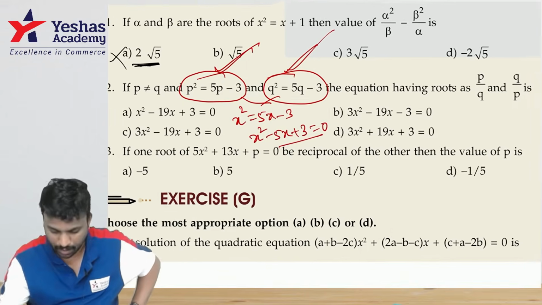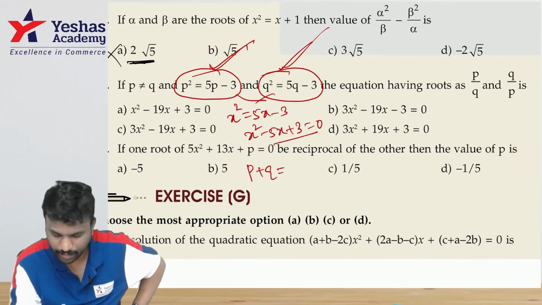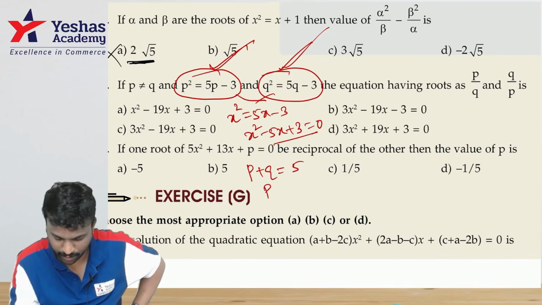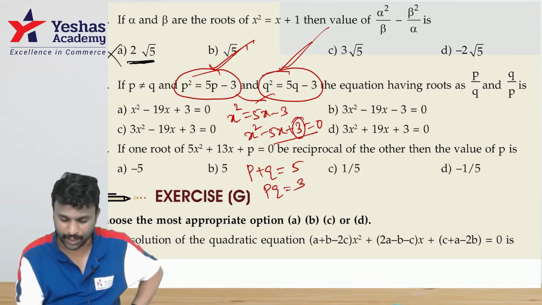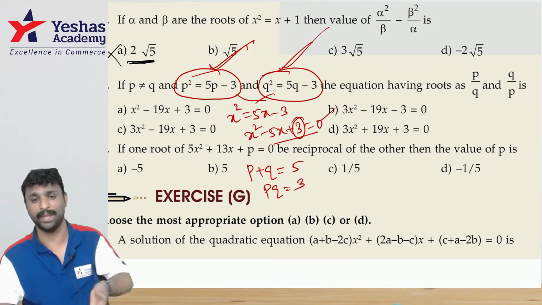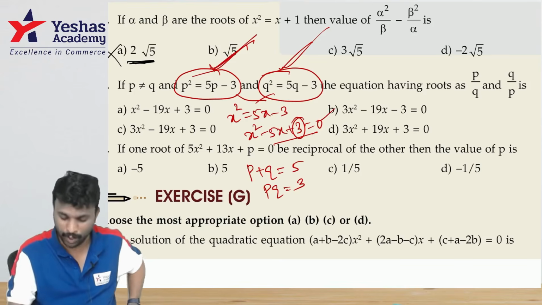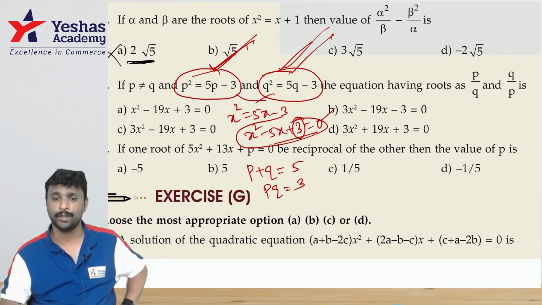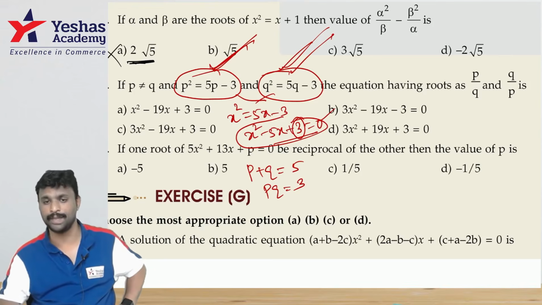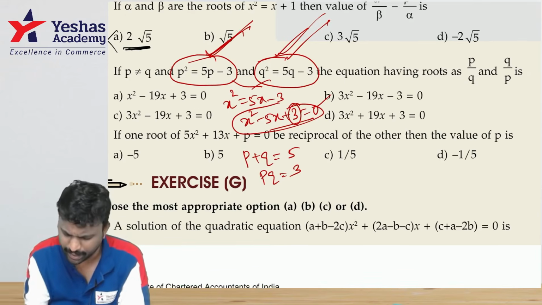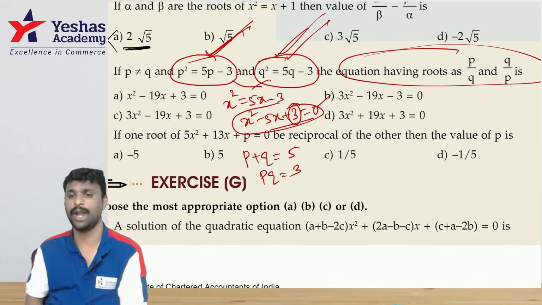Yes or no? Now guys, what is P plus Q? The sum of the roots, which is plus 5. What is the product of the roots P into Q? It is C by A, which is 3. Guys, x square minus 5x plus 3, both P and Q are the roots of this equation only. You can put P, you get this equation, you can put Q, you get Q square is equal to 5Q minus 3. So both P and Q will satisfy this equation. That means sum of the roots is 5, product of the roots is 3. Have you understood? Now you are asked to find the equation having the roots P by Q and Q by P.